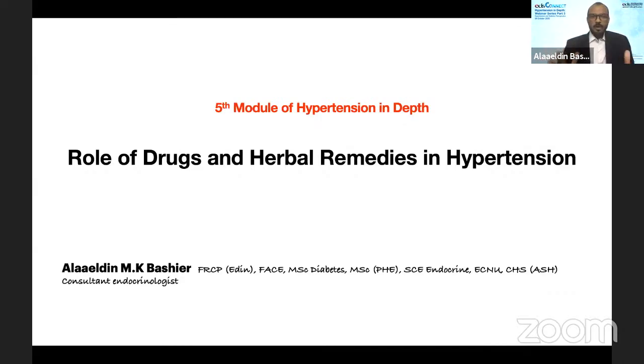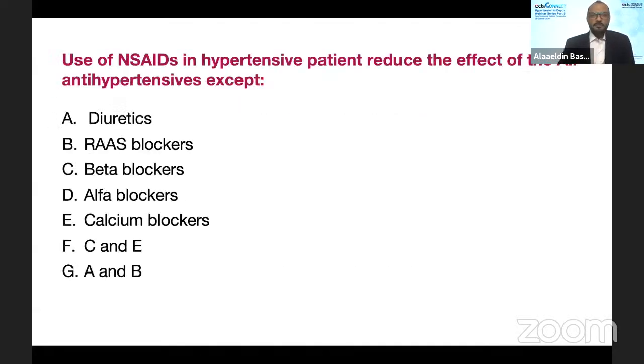But I would like to start my presentation with two polling questions that prepare you for the presentation. My first polling question is about the role of non-steroidal anti-inflammatories in hypertensive patients. The question is, use of non-steroidal in hypertensive patient reduces the effect of antihypertensives, all of them, except which one of the medicines that is not affected by adding non-steroidal anti-inflammatories? Is it diuretics? Is it the RAS blockers, beta blockers, alpha blockers, calcium blockers? Is it C and E, or a combination of A and B? So it's a polling question. The poll is open now. You have 15 seconds to answer.